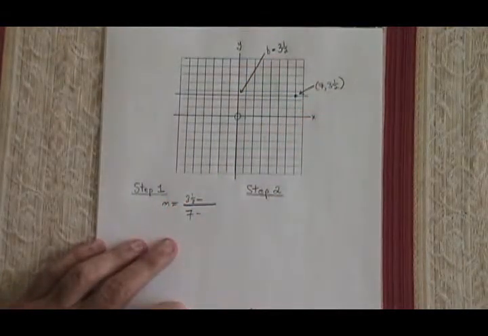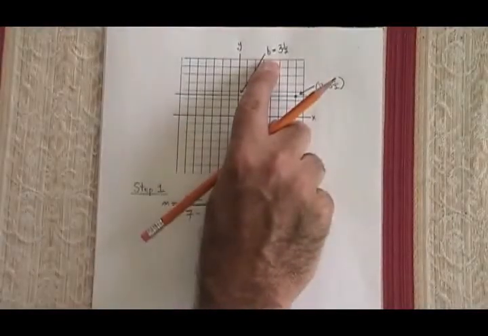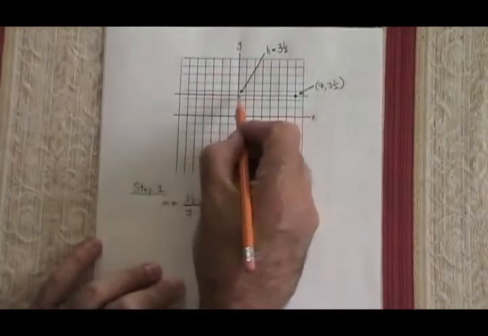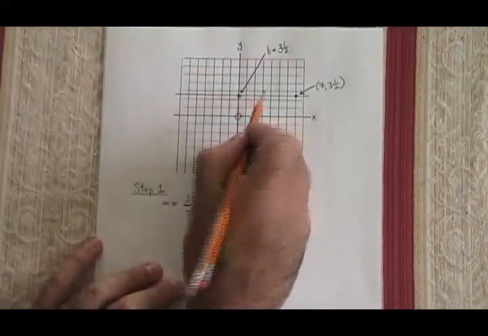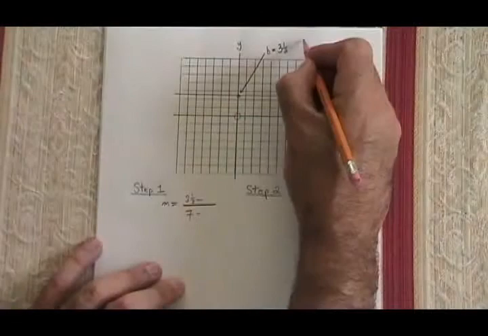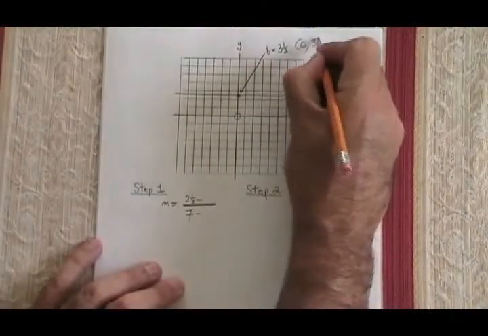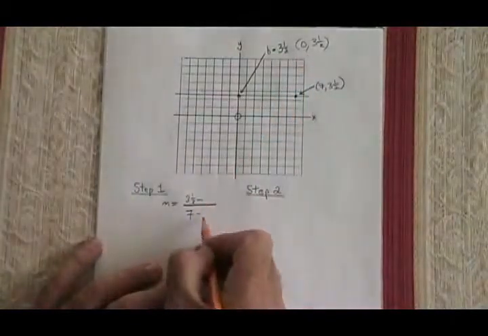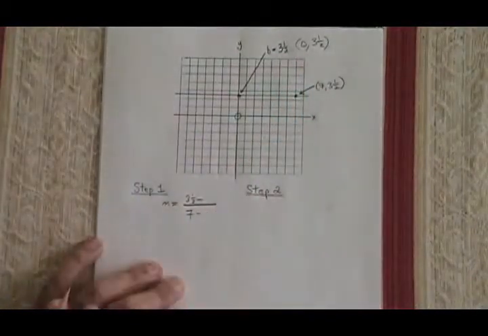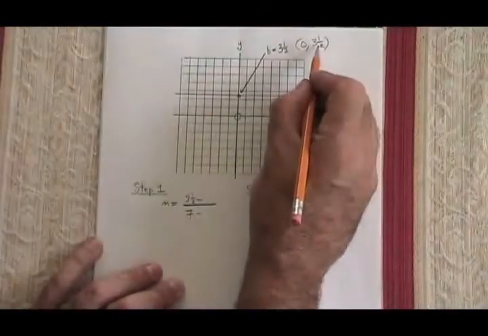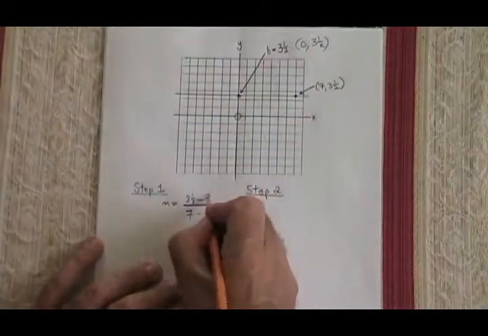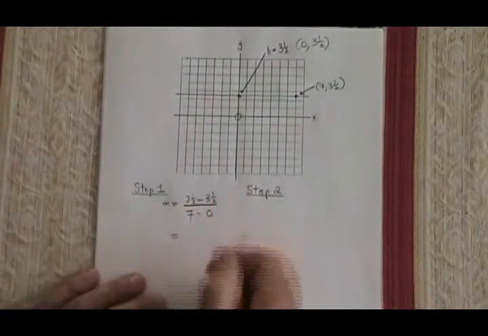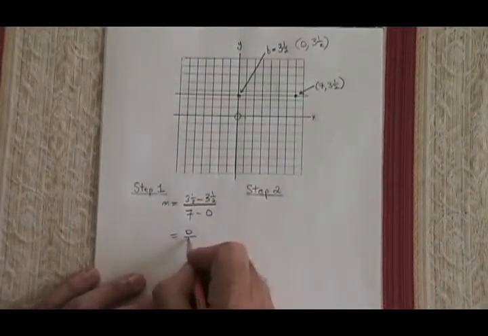When you're given one of the points in the form of b, you just have to know that b is the notation for the y-intercept. Therefore, I have this point. If b equals 3.5, it means I have the point x is 0, y is 3.5. So that's the point that I can plug into the point 1 position of my slope formula. The y1 is 3.5 and the x1 is 0. Simplifying, 3.5 minus 3.5 is 0, 7 minus 0 is 7.